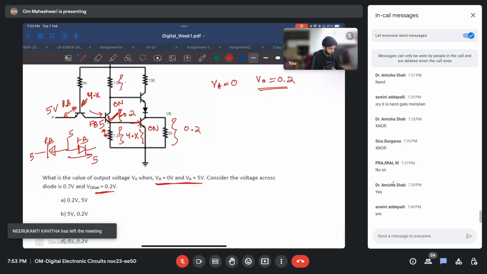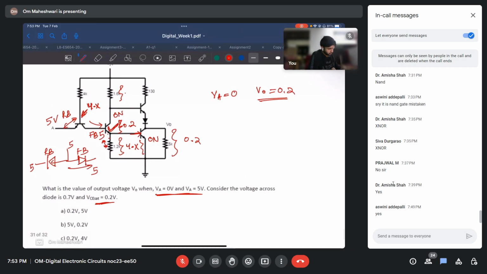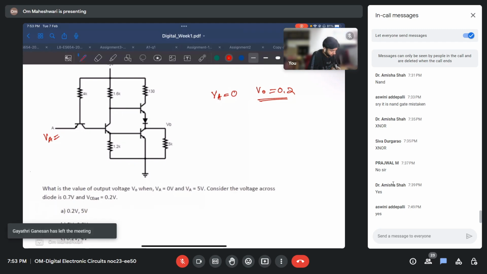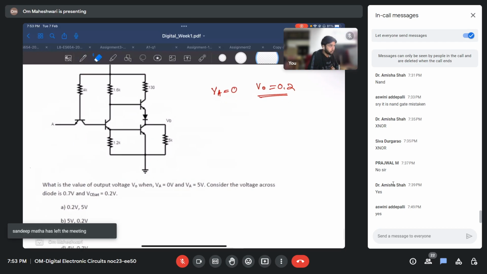Okay. So the next thing is, take the next case when VA equals 0. We took the 5 volt case. Now I'll take the 0 volt case.